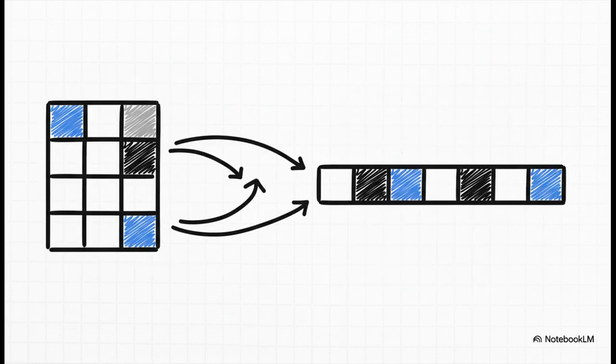Now, the next step sounds almost too simple, but it's incredibly important. We take that two-dimensional grid of numbers and we just unroll it. We go row by row and lay them out into one single super long list. So our 28 by 28 pixel image just became a list of 784 numbers, one after the other.